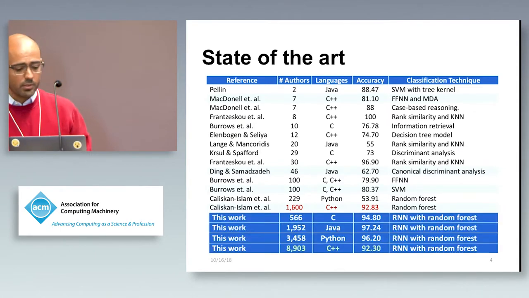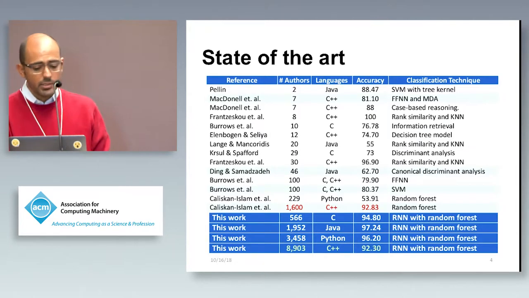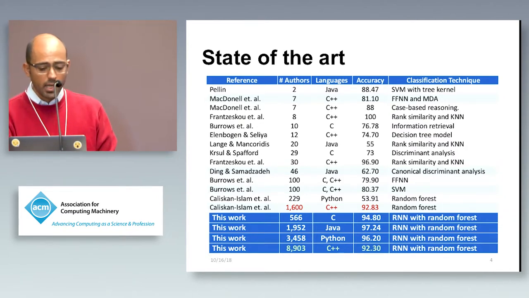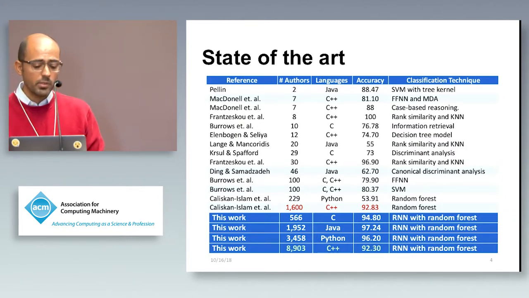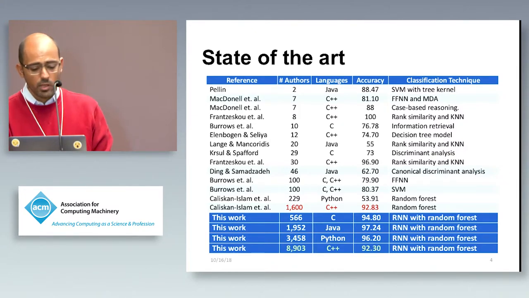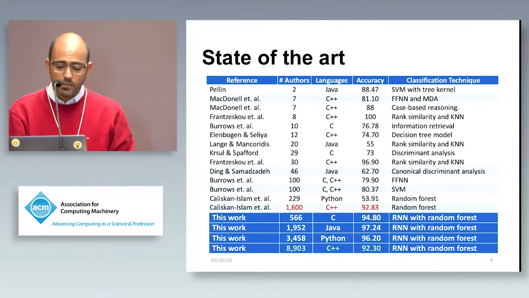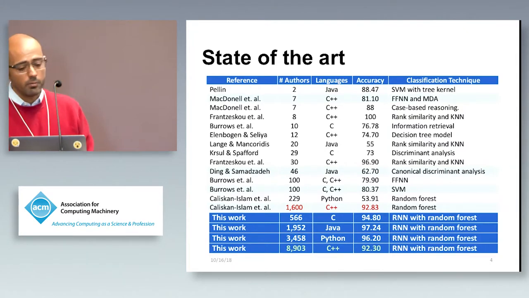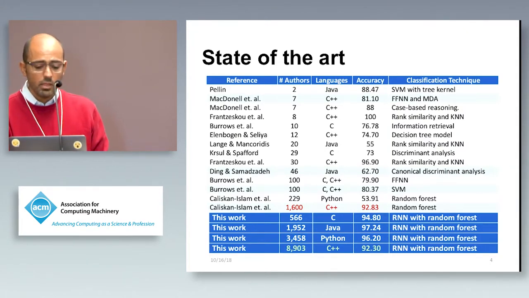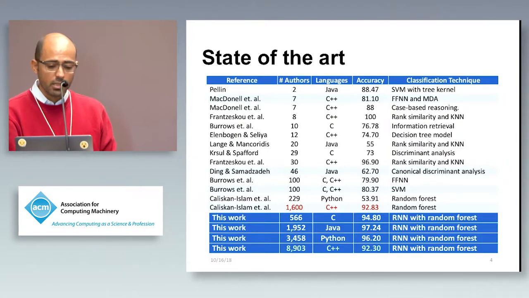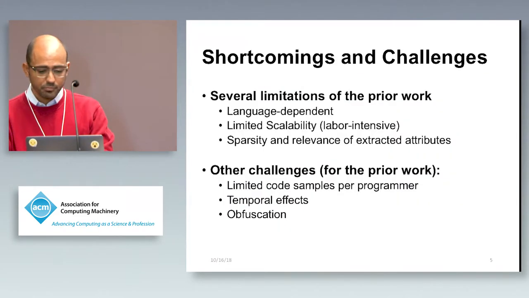In this work, we try to address all of those issues by scaling up, addressing multiple languages through training in one language and testing on another language, and achieving a high accuracy rate comparable to the state of the art, even when the number of authors is quite large. And then finally, for classification, we try to get rid of the feature engineering process altogether.